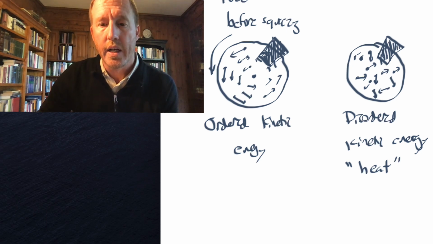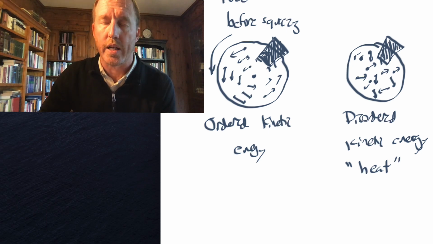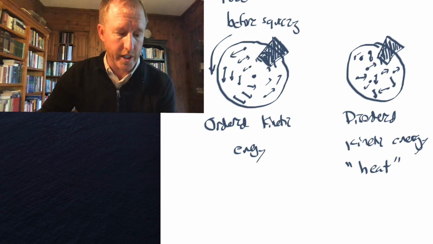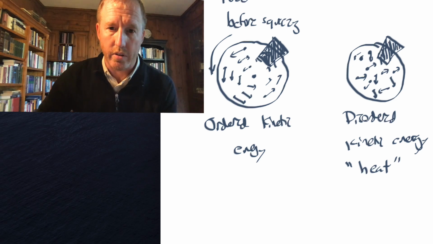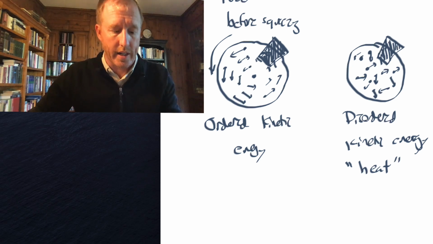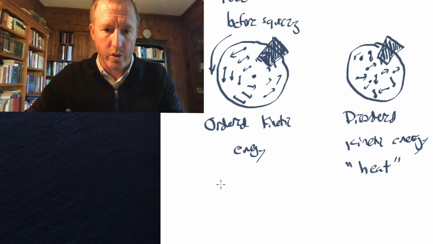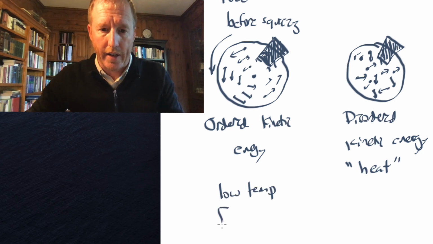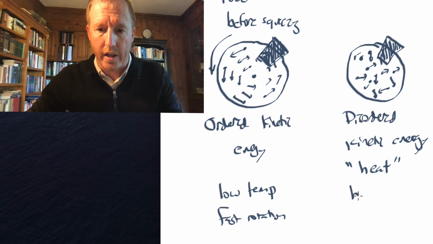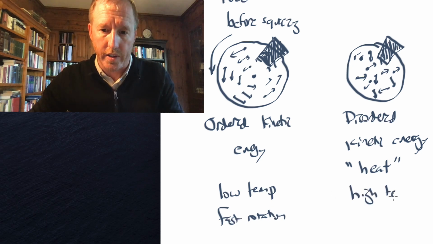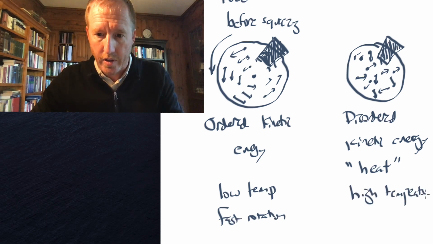Again, the idea is that heat is not a separate kind of substance, an independent substance. Rather, it's a state of motion associated with randomness. That's the central feature of this new or kinetic theory of heat. So whereas this was at a low temperature and fast rotation, this would be at a high temperature, relatively, high temperature, and no rotation.